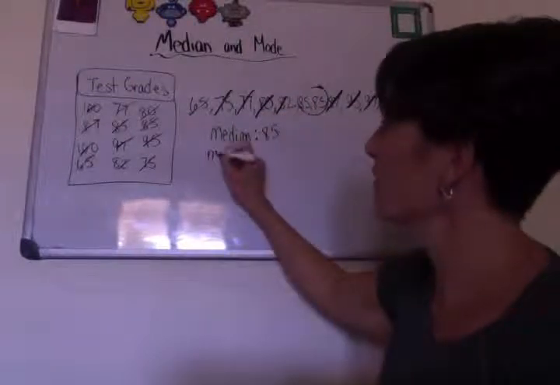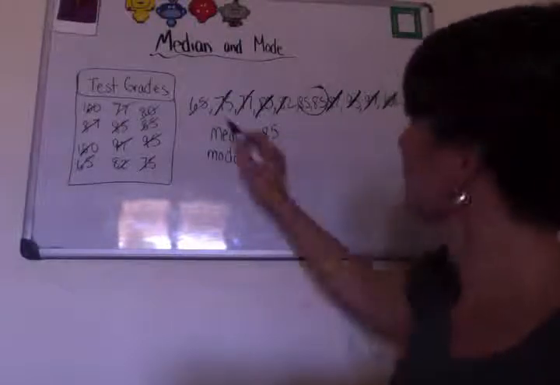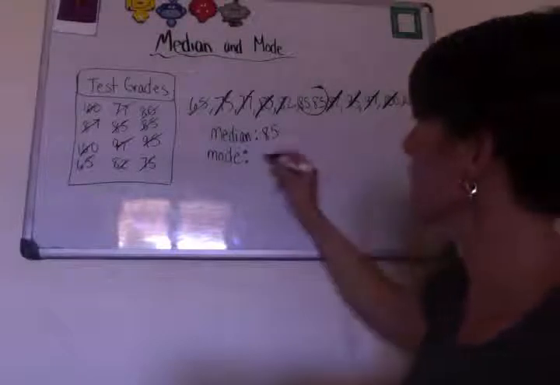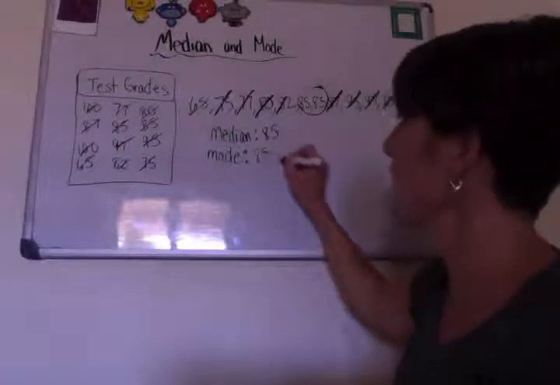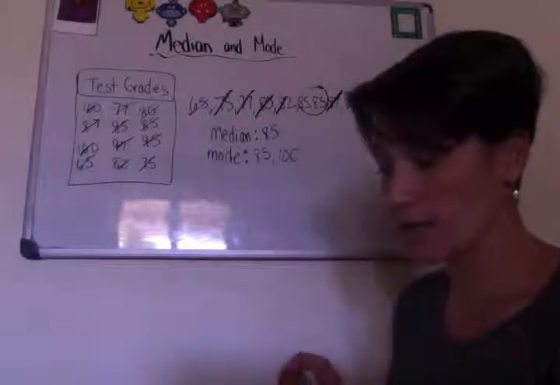And then our mode is the number that appears the most often. So as I'm looking through here, I see two 85s, and I see two 100s. So in this case, we have two modes because they both appear twice.